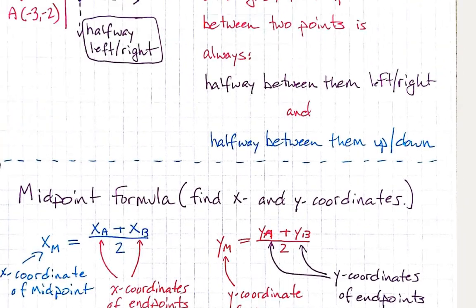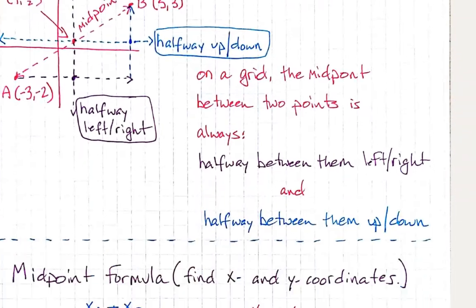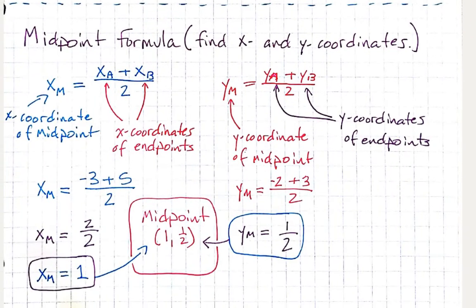And if you look back at what we found originally, that halfway point is 1, 1 over 2. So the same thing that we found by drawing a picture and counting spaces is also what we got by doing the calculations with this formula. So the formula seems to be in pretty good shape.